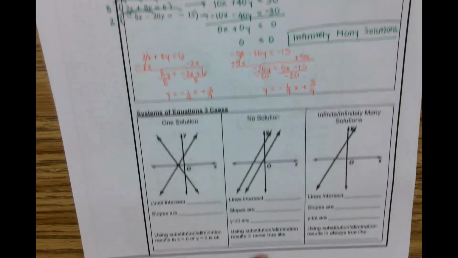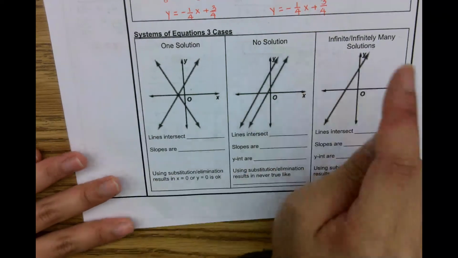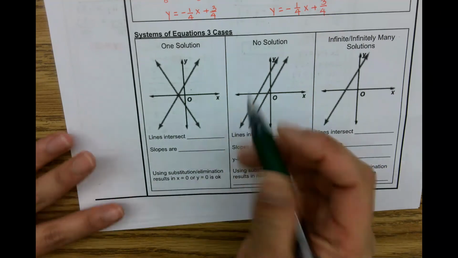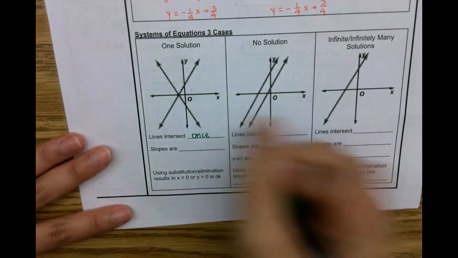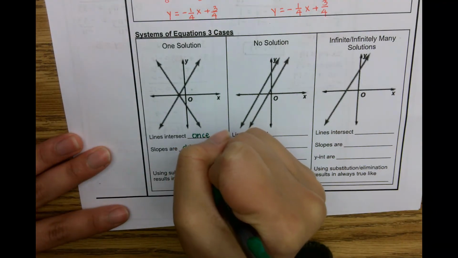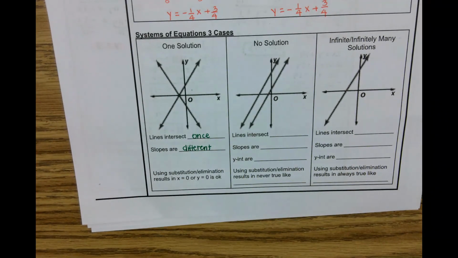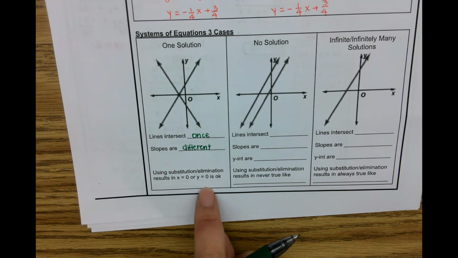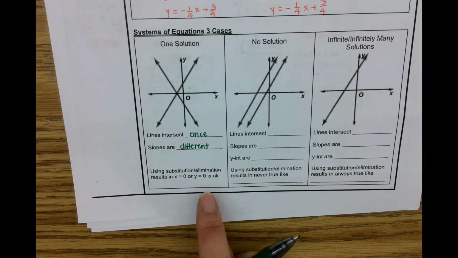So just to recap, when we're solving systems, we have 3 cases. It's either going to be one solution, no solution, or infinitely many solutions. If we were to graph it, our lines would intersect once, and what we know is that our slopes are different. When we solve using substitution or elimination, we'll end up with x equals something and y equals something. Again, it is okay if it's x equals 0 or y equals 0. That's still a solution. It just means that where they intersect might be the x-axis or the y-axis.